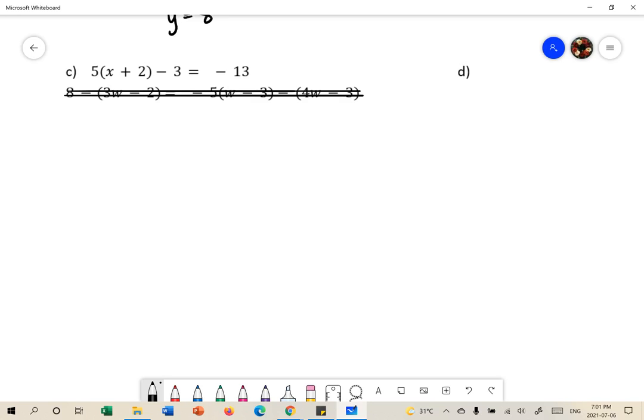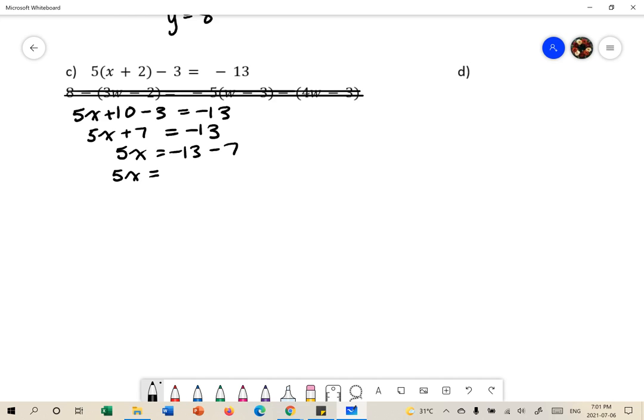C, I'm going to distribute the 5 into the bracket, 5x plus 10, and then subtract 3 is equal to negative 13. I'm going to simplify my left side before moving anything over. And now I'm going to bring the positive 7 over to the right side. That simplifies to negative 20. And then I'm going to divide both sides by 5. X is equal to negative 4.